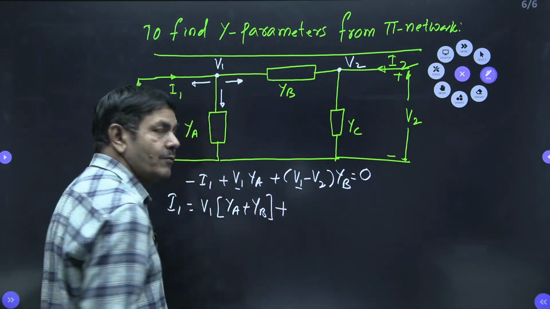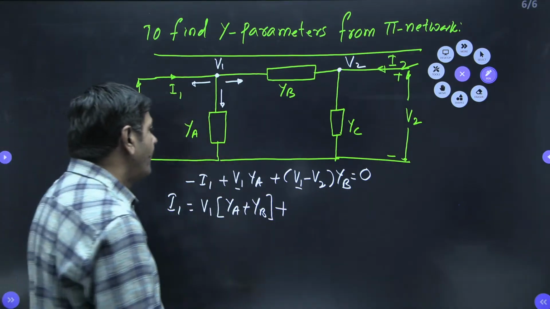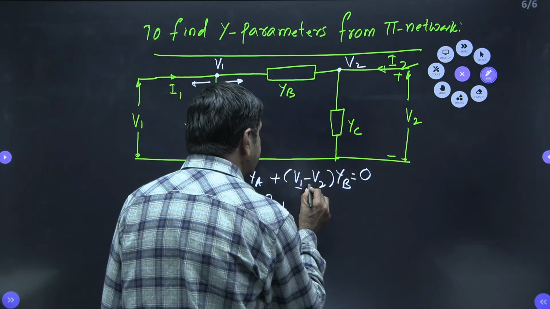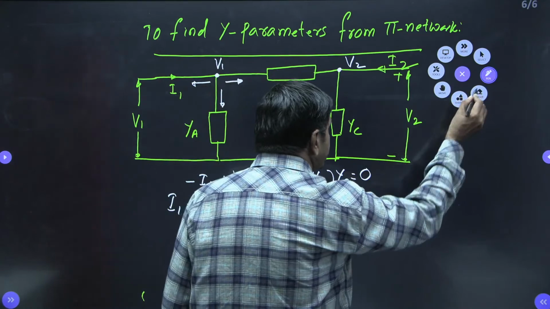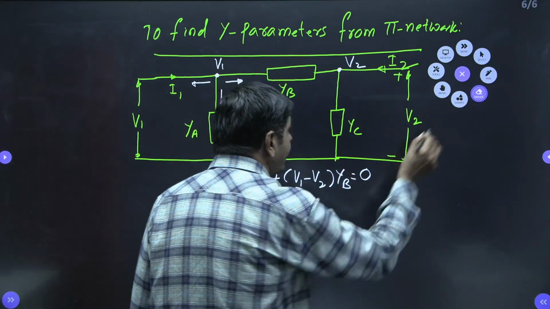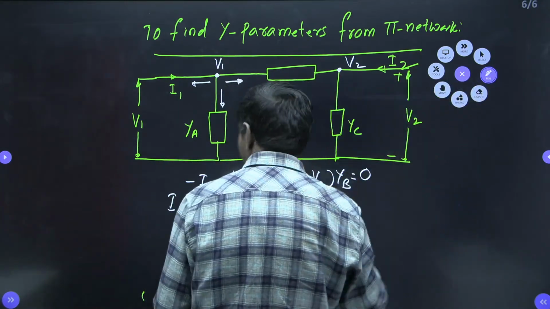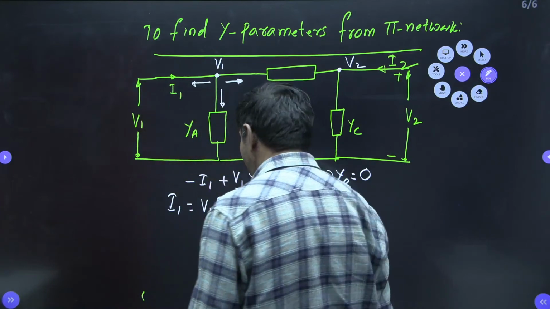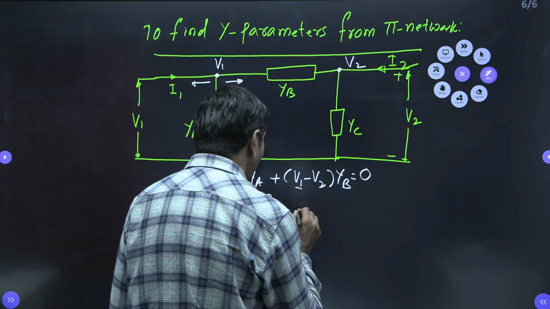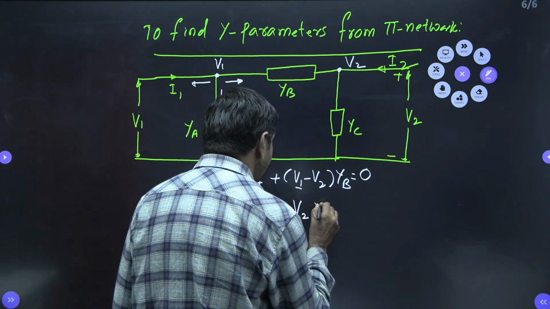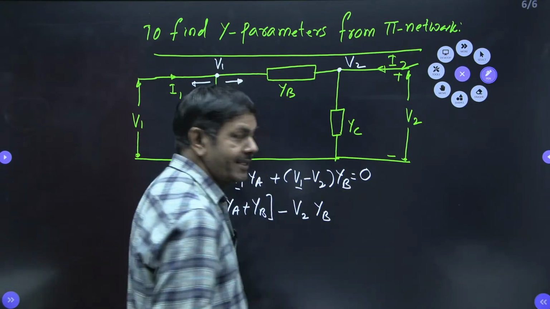And the second term, what will I get next? Minus what is available here? V2 into YB. Minus means you can put the sign directly. Minus of V2 into YB I can get.